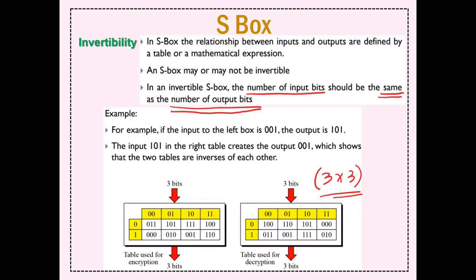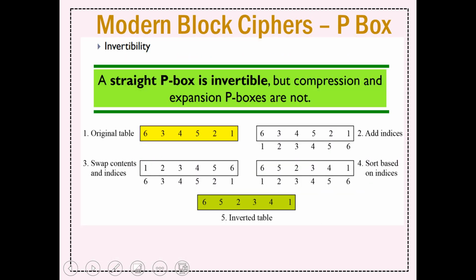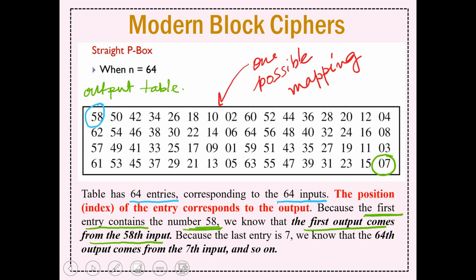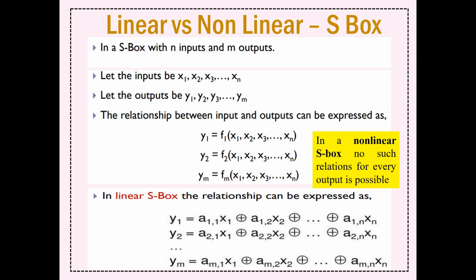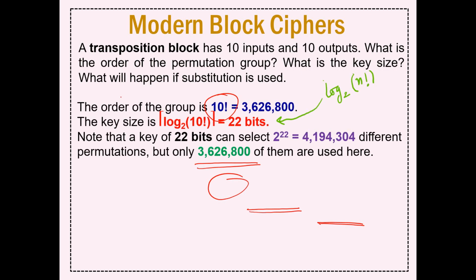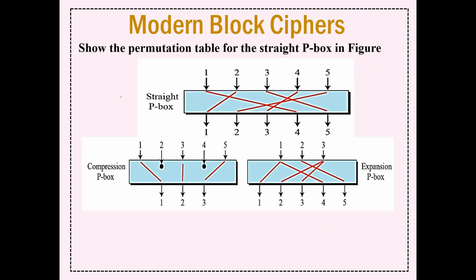Remember this diagram, this table that I was showing you. This is basically a permutation table. It is an output table, and what it indicates is that the first output is related to the 58th input. That's how the table has been formed for n equal to 64. Now in this particular question, what they're asking is: given a diagram like this, what will be the permutation when it is a straight permutation? Can anyone tell me that?